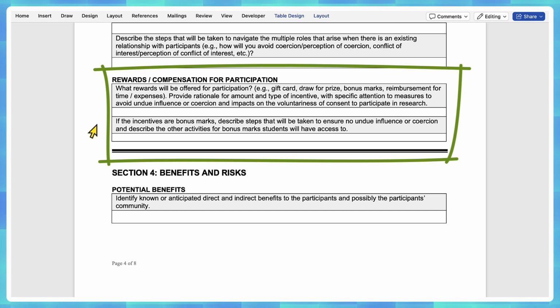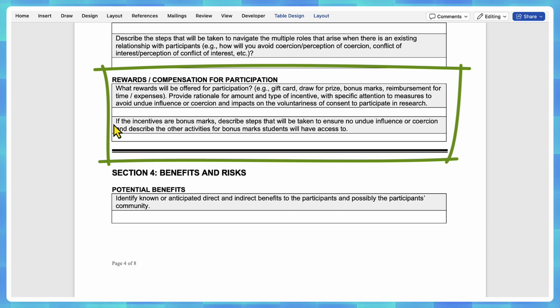So for that voluntariness to be respected, there needs to be another activity or opportunity for students to earn the same amount of bonus marks by doing something else that is comparable to participating in a study, in whatever form that is. So we want you to describe that there are these other opportunities and what those look like.